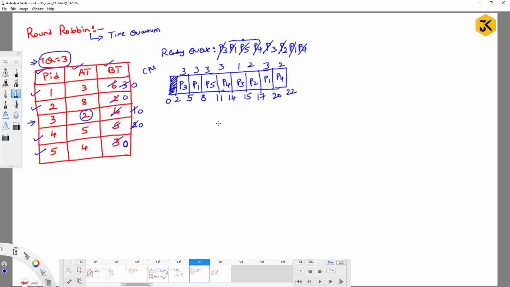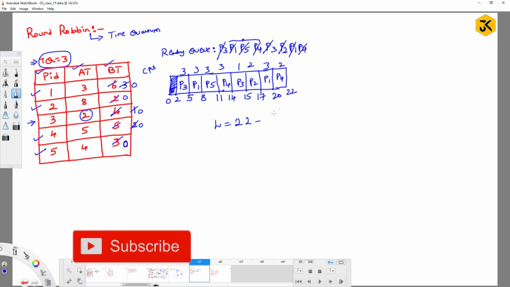Right? Then, what is the scheduling length here? Maximum completion time of all processes, that is 22, minus minimum arrival time of all processes. Minimum arrival time of all processes is 2, which leads to 20.